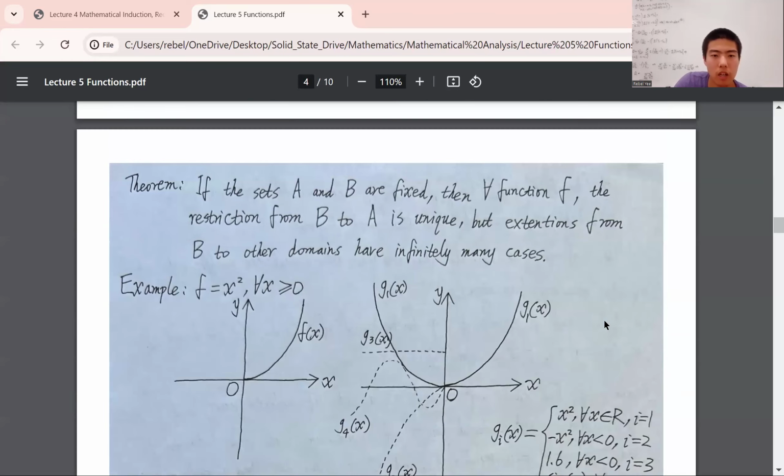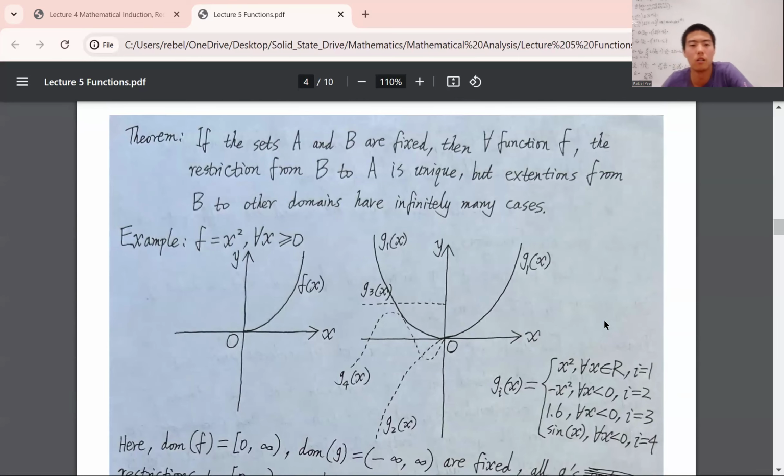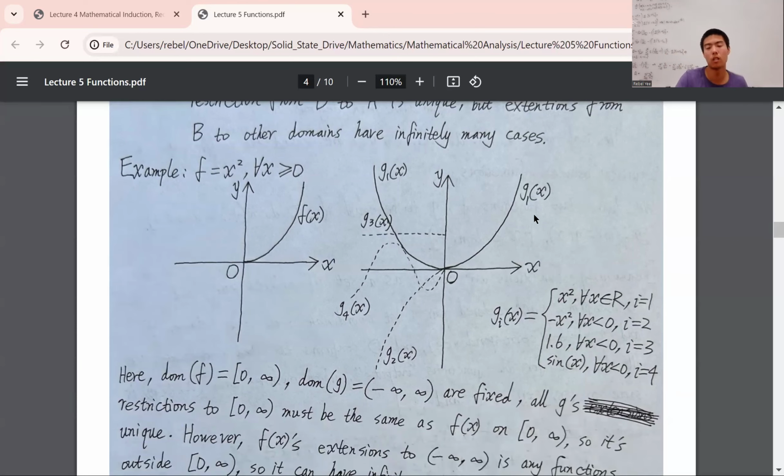Yeah, so let's introduce a theorem here. If the sets A and B are fixed, which means we already know what A and B are, then for any function f, the restriction from B to A is unique, but the extension from A to B, or to some other domains, is infinite in many cases. This is easy to understand by the example in the next picture.